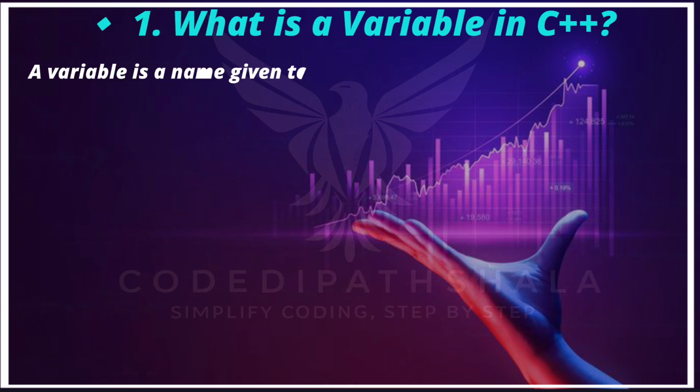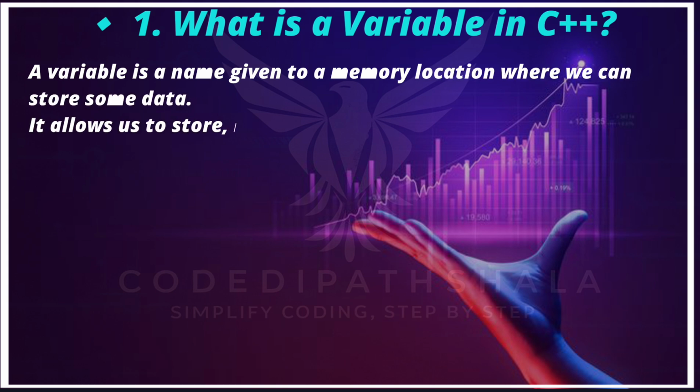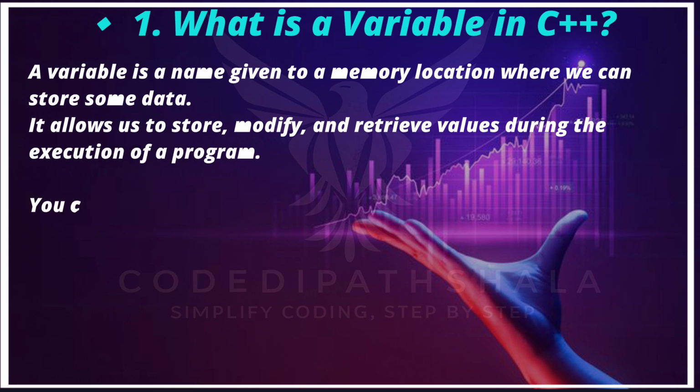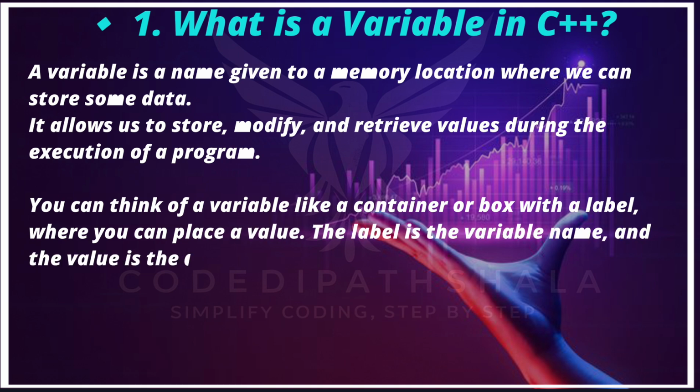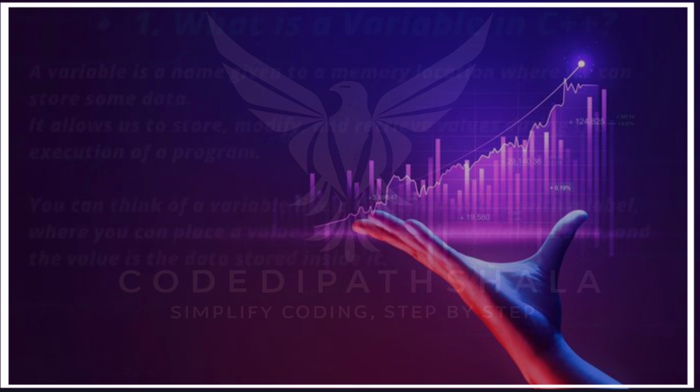1. What is a variable in C++? A variable is a name given to a memory location where we can store some data. It allows us to store, modify, and retrieve values during the execution of a program. You can think of a variable like a container or box with a label where you can place a value. The label is the variable name and the value is the data stored inside it.